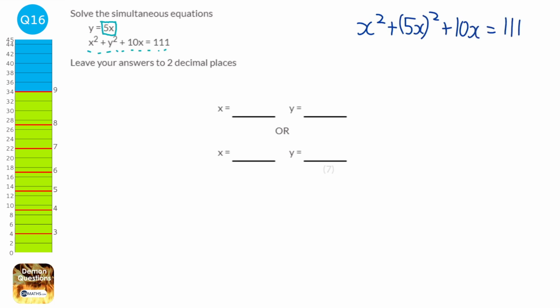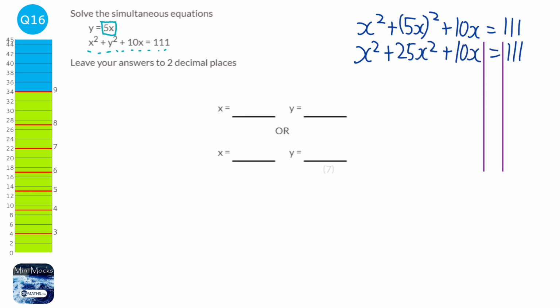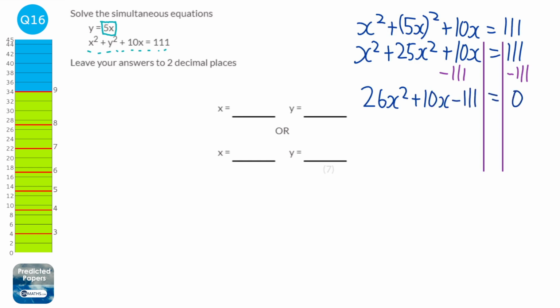So we can actually create a quadratic from this situation. We're going to just square that. So that's going to be 25x squared plus 10x equals 111. I'm going to just put our solving lines in. It's not much solving to do, because all we need to do is take away 111 from both sides to get it equal to 0, which we need to be able to solve the quadratic. So x squared plus 25x is 26x squared plus the 10x, and we're taking away 111 from both sides, so that will equal 0.